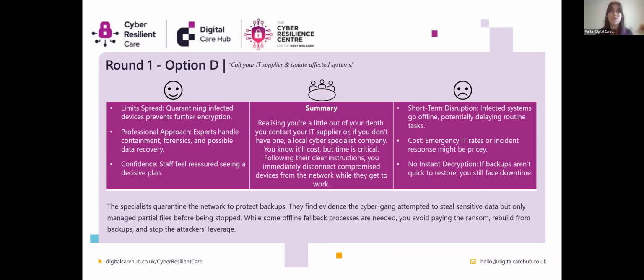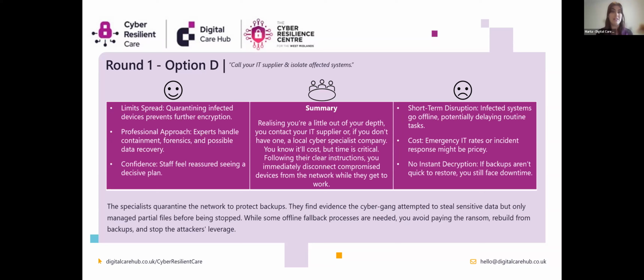Infected systems go offline, potentially delaying routines and tasks. There is a cost, so emergency IT rates or incident response can be pricey, especially if you don't have an IT supplier already that can handle this. No instant decryption, so if backups aren't quick to restore, you still face downtime.